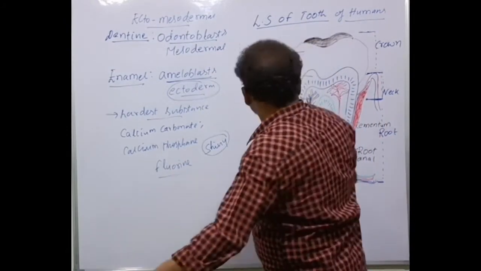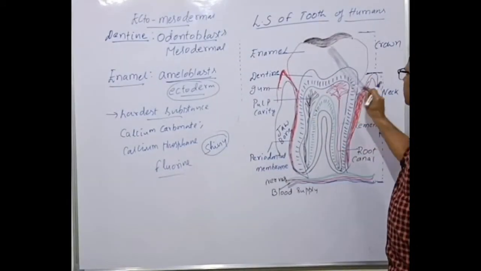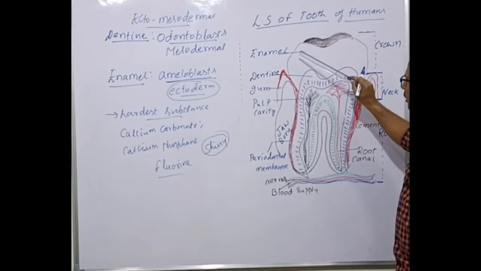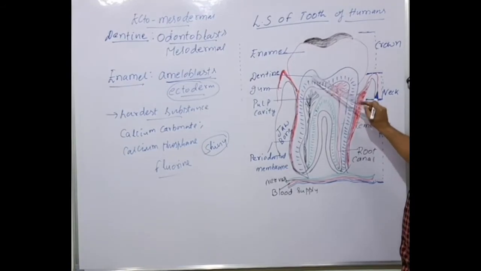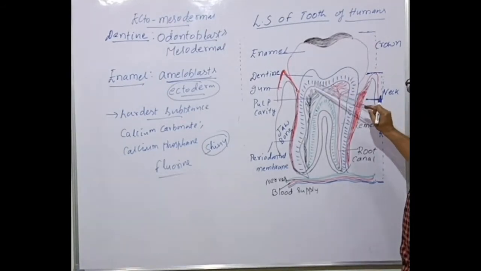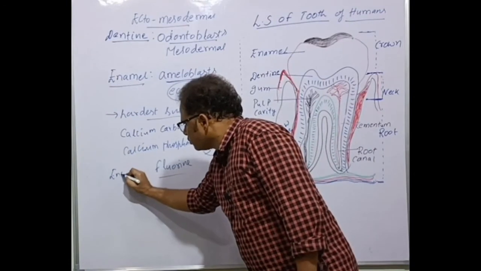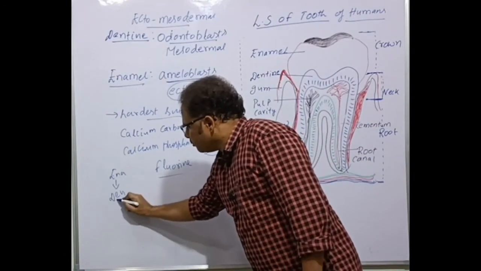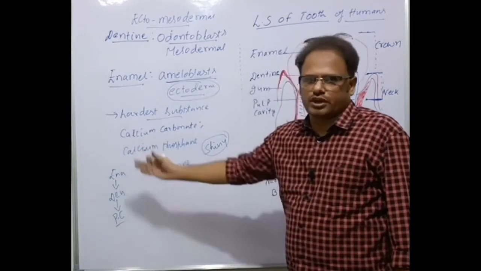And below the enamel, see here, this is the enamel exposed part. Below the enamel is the dentine. And below the dentine, the pulp cavity is present. This entire structure is the pulp cavity. So this is the enamel, dentine, and the pulp cavity. What's the sequence? Enamel, below the enamel, dentine, and below the dentine, pulp cavity is present. That is the sequence type question. Clear?